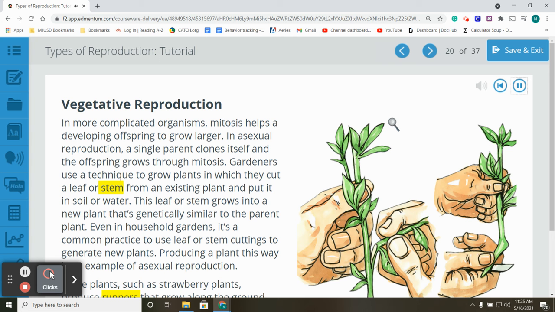Even in household gardens, it's a common practice to use leaf or stem cuttings to generate new plants. Producing a plant this way is an example of asexual reproduction. Some plants, such as strawberry plants, produce runners that grow along the ground. These runners eventually produce new plants.